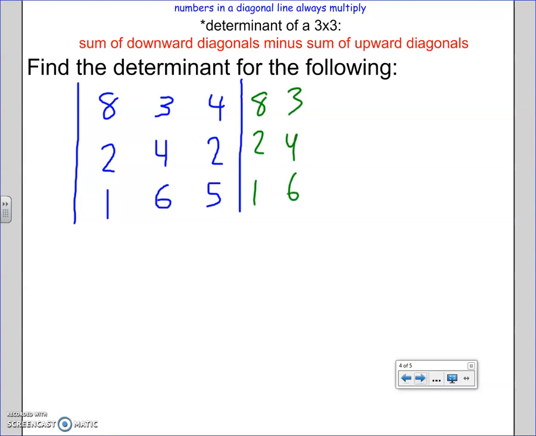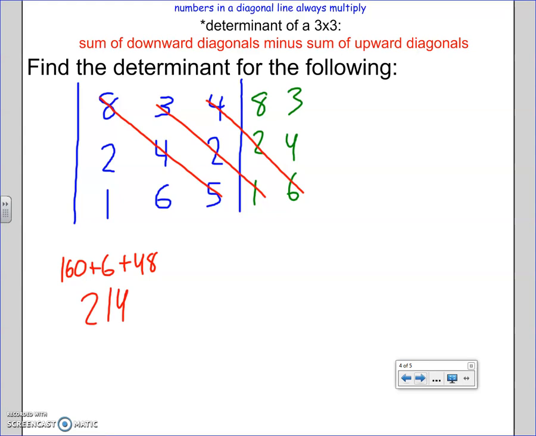So I'm going to do the first downward diagonal, 8 times 4 times 5. So that's 20 times 7 is 160. Then the next downward diagonal, 3 times 2 times 1. That's 6. Then I'm going to do 4 times 2 times 6. That's 48. I'm going to add all this together, and I get 214. Now do the upward diagonals.